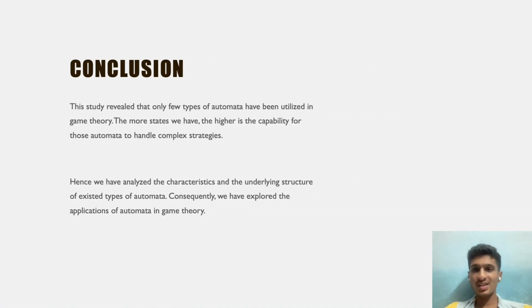In conclusion, automata theory plays an important role in game theory. In game theory, presenting players with strategies directly affects the performance of the players. Utilizing the power of automata is one way of presenting players with strategies. Different types of automata, such as finite automata, adaptive automata, and cellular automata, have been discussed. We have also discussed and analyzed the characteristics and the underlying structure of the existing types of automata. Consequently, we have explored the applications of automata in game theory.